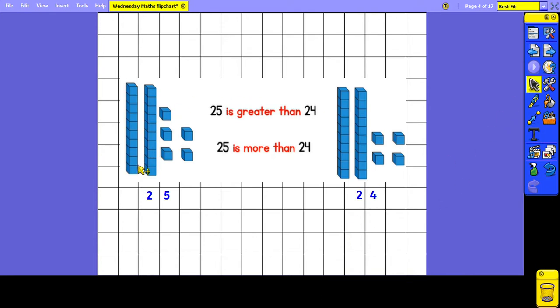And then we can compare the two numbers. And this side has got an extra 1 than this side. So we know that 25 is greater than 24. And another way of saying this is to say 25 is more than 24.